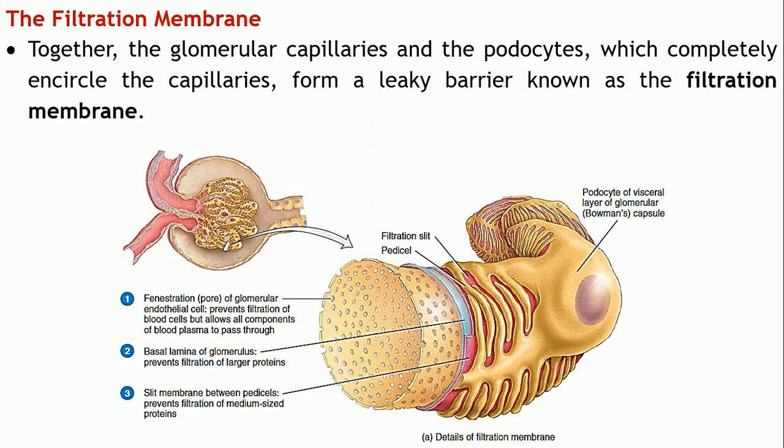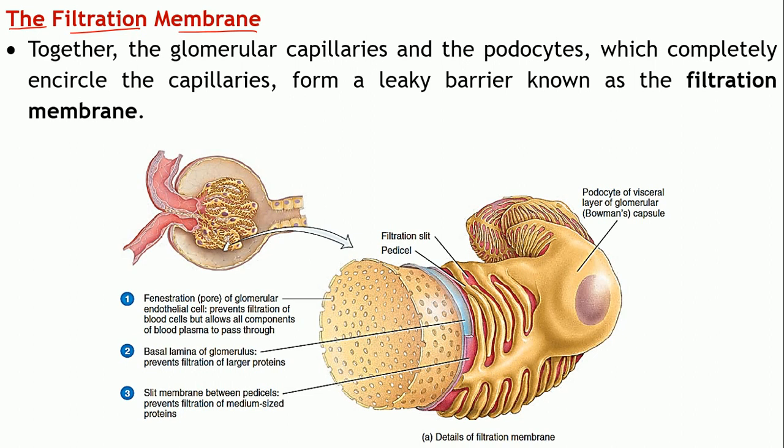Now, to understand this particular process of filtration, we need to understand the structure of the filtration membrane. Why this filtration of the blood? It filters only the water and the dissolved solutes or the smaller substances. Why not the blood cells or the plasma proteins? Why are they not getting filtered out?